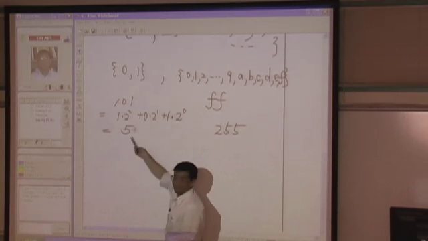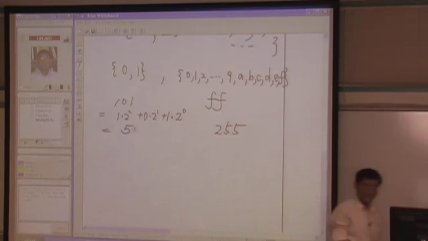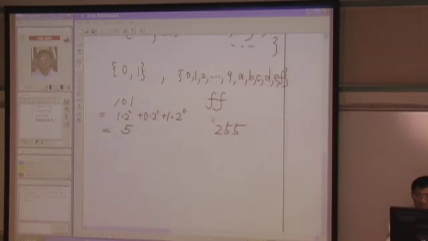4, 0, 1, 5. Right. I can memory up to this point, right? What about 50 to 55? Let's do it. F means 15, right? In decimal it represents 15. And then 16 to the power of 0.